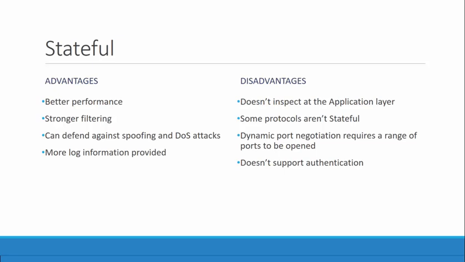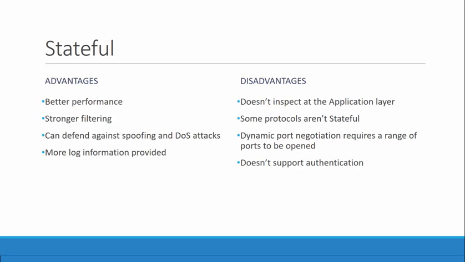So the disadvantages then are it can't inspect at the application layer. I might know that the packet coming through is using the www port or port 80, but I don't know what the content is of it. So I still could have bad content at the application layer. Some protocols, again, aren't stateful. For example, UDP is connectionless, it's stateless, so we're not keeping track of the state. ICMP is the same way. It's not stateful, so a stateful firewall is not going to be very useful with those protocols.